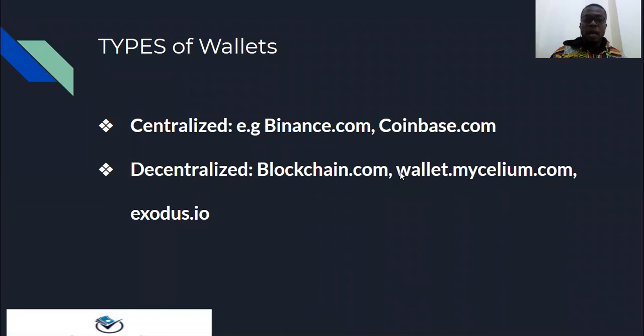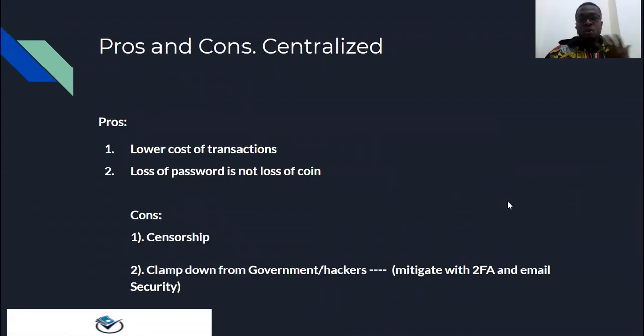Also, Exodus.io. I'm going to share my favorites much later. I'll talk to you about the ones I use of all these that I've shared. In today's world, there are several of them out there. You just need to know which one is going to work best for you, and you want to go more with the one that is well trusted. All right, trust is very, very important.